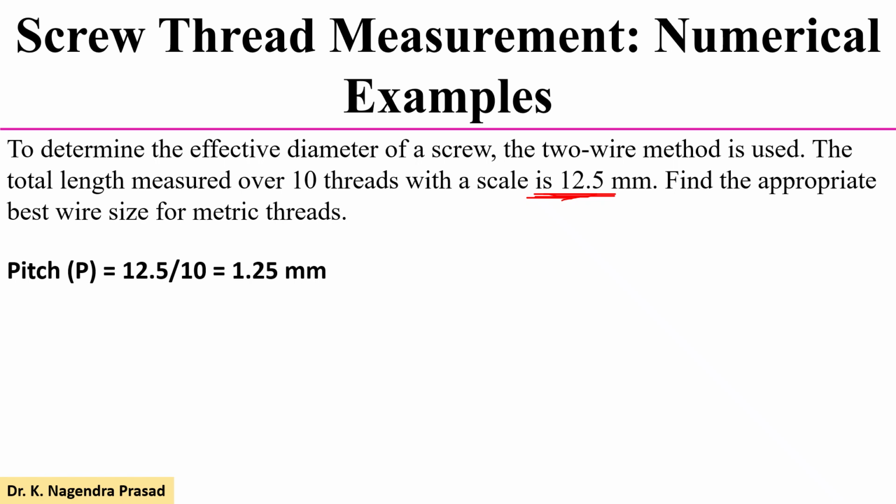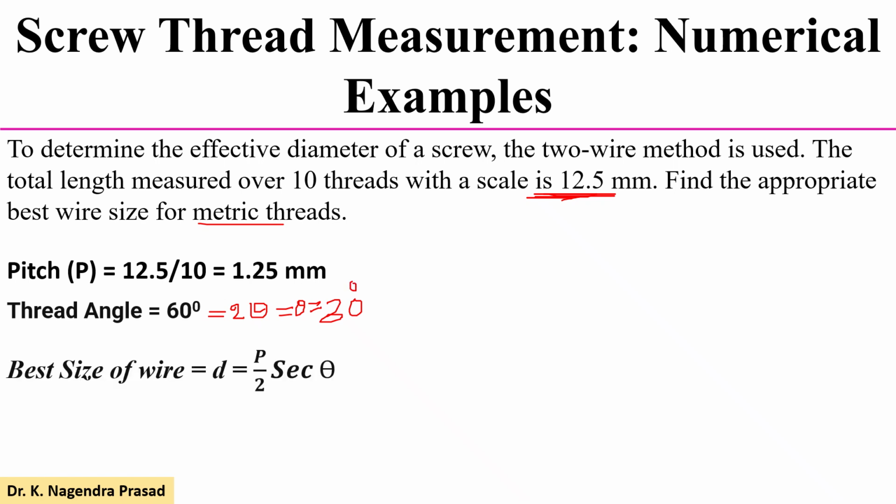And also here the metric thread is given. So we know that for metric threads, the thread angle is 60 degrees. Let's consider this is 2 theta. So 2 theta equals 60 degrees. Then theta equals 30 degrees. Then we have to determine the best size of the wire. We know the formula: best size of wire, small d, equals P by 2 secant theta. Here P is the pitch, which is 1.25 mm, and theta is half of the thread angle, that is 30 degrees.